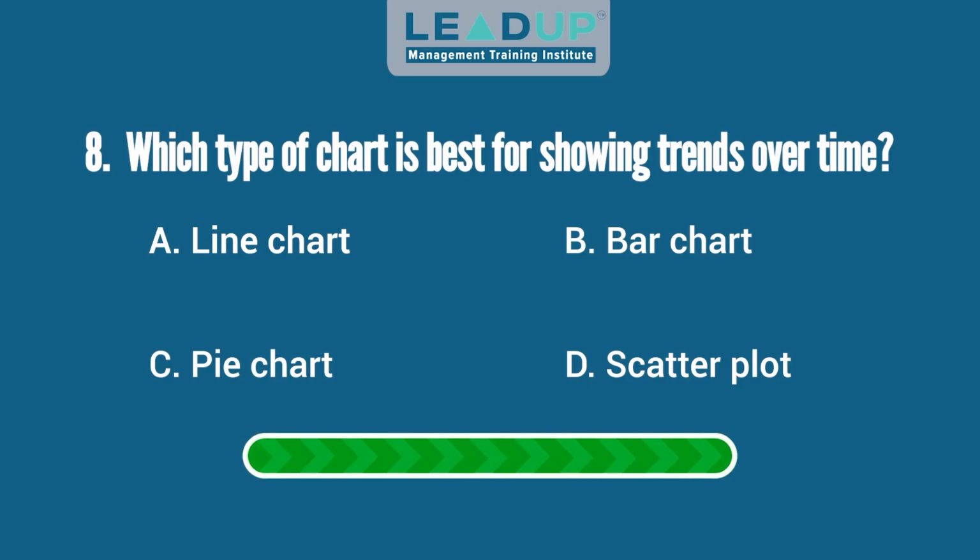Question 8. Which type of chart is best for showing trends over time? A. Line chart, B. Bar chart, C. Pie chart, and D. Scatter plot. The answer is line chart.